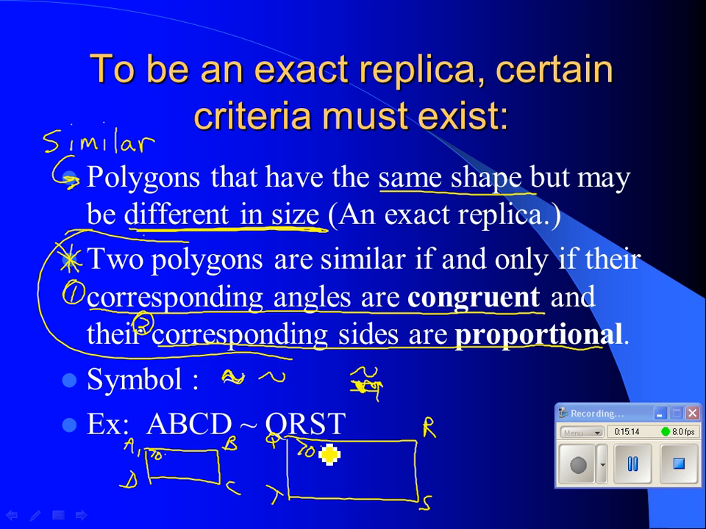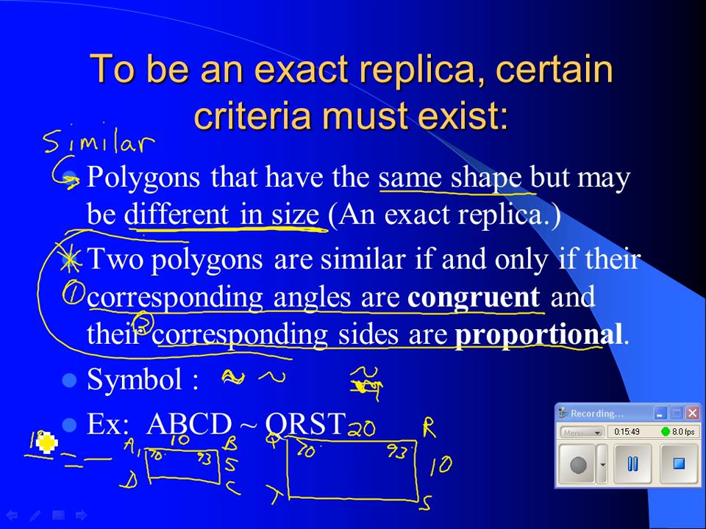If I told you B was 93 degrees, R has to be 93 degrees. So corresponding angles have to be congruent. Now, if I tell you segment AB is 10, does that mean segment QR has to be 10? No. So let's say segment QR is 20. Then I tell you segment BC is 5, you know that RS is 10, because those sides have to be proportional to each other.